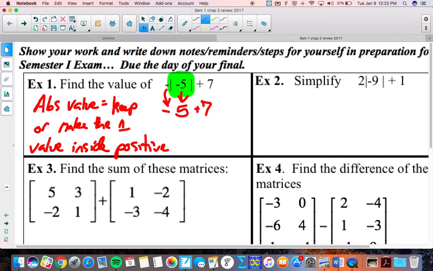+7. So the -5 turned positive, but then outside there was a negative sign, which still affects that new +5. So -5 plus 7 is 2.